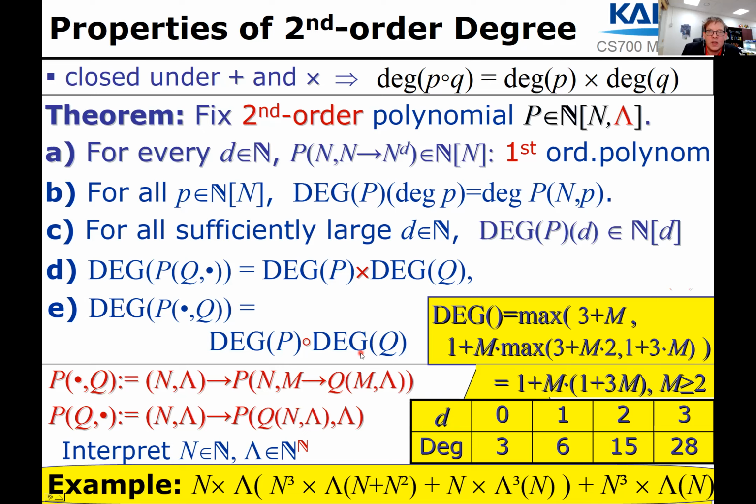Okay, so these are properties of second order degree, and that wraps up our consideration of polynomial bounds for high type computation, namely second order polynomials, which take into account the size of the oracle, which is a function, and therefore its size is not just a natural number, but a function from natural numbers to natural numbers.